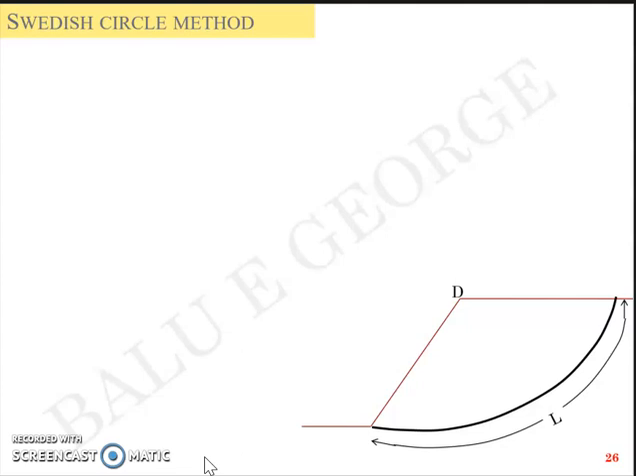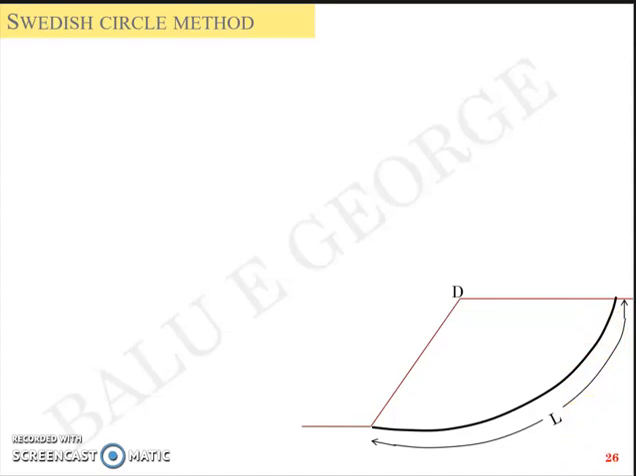And now we'll try to discuss the second method included in the syllabus, which is called the Swedish circle method, to analyze the factor of safety of a slope. Now, quite like the previous example, I have a slope which is assumed to be a part of a circle, or it's defined by an arc whose length is L.